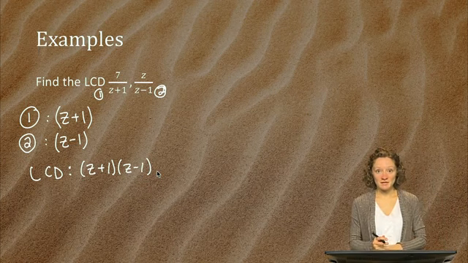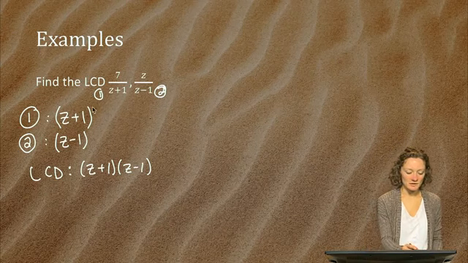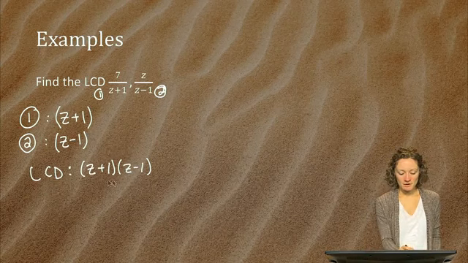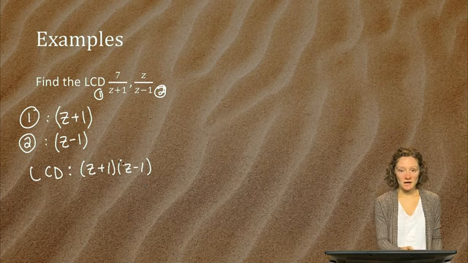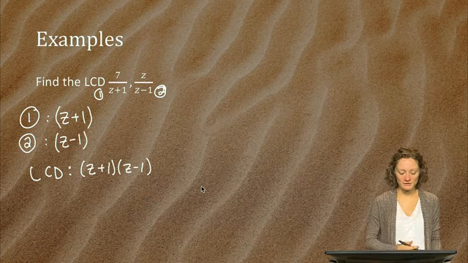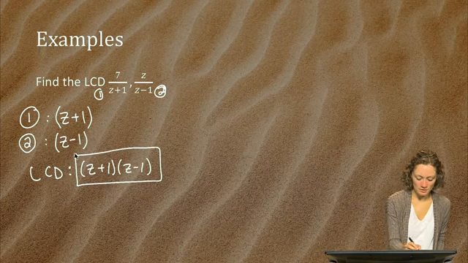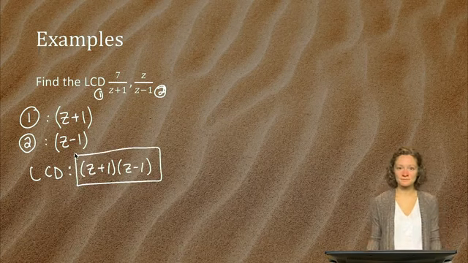So it's each unique factor raised to the highest power that exists in any one denominator. Neither of them have an exponent, so this is your least common denominator. You most definitely do not have to distribute. In fact, you shouldn't, because at the end it's possible you'd have to refactor, and you don't want to have to do it again. So this would be our least common denominator.